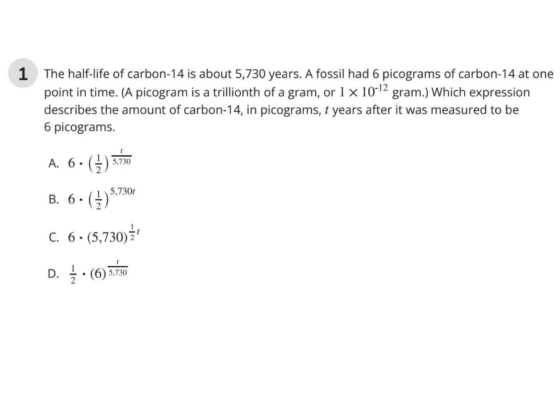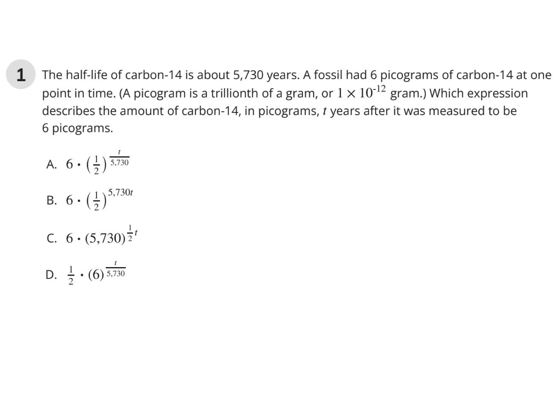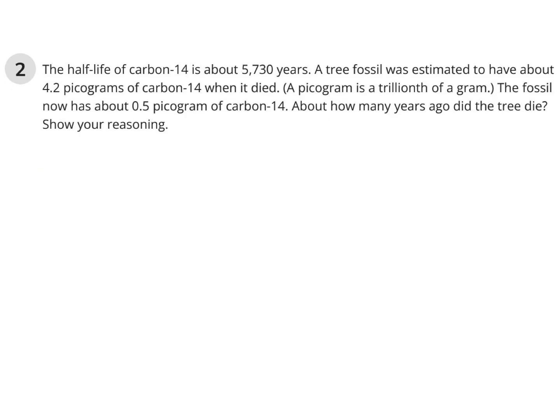Okay, the half-life of carbon-14 is about 5,730 years. A fossil has 6 picograms at one point in time. Which expression describes this? All right, so 6 is our original amount. Half-life, our rate is half. T over 5730 is our exponent. So A is the correct answer.